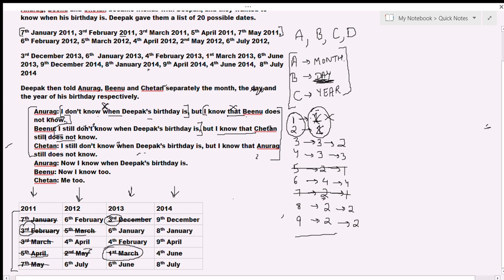So now what we have done is we have eliminated this. Now let us come to Chetan's statement. He says, I don't know when Deepak's birthday is.